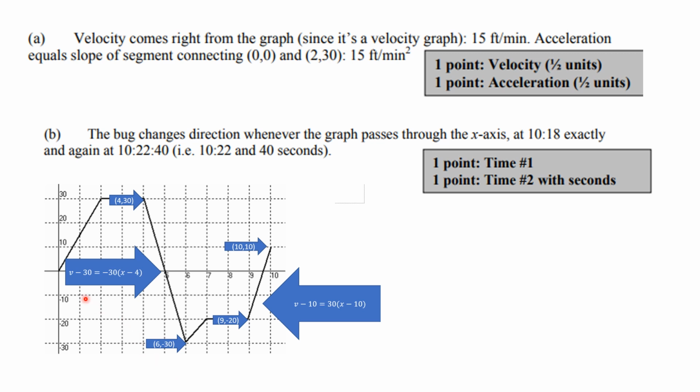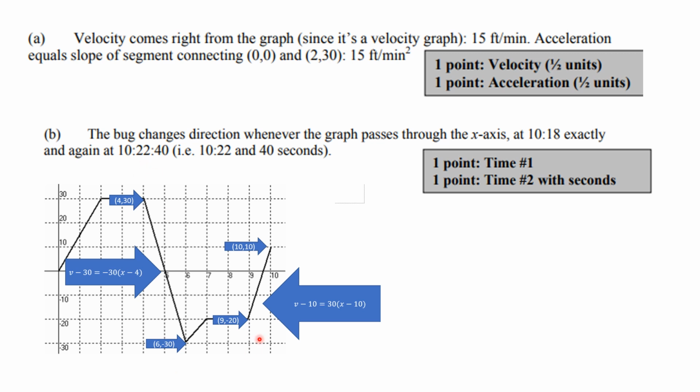So 2 points determine a line. So this is v minus the v coordinate is equal to the slope. The slope of that is minus 30 times x minus 4. And when you hit the axis here, when you're changing direction, the velocity going from positive to negative, v is 0. And so we put 0 there and we solve and we get 5. Now, if you add 5 to 10:13, you get 10:18 exactly.